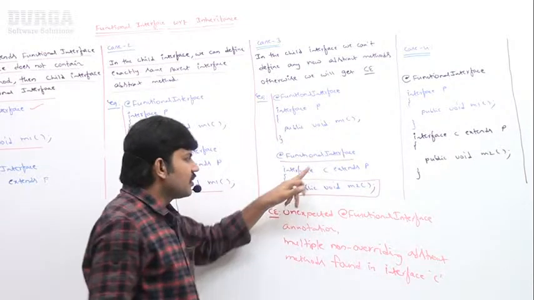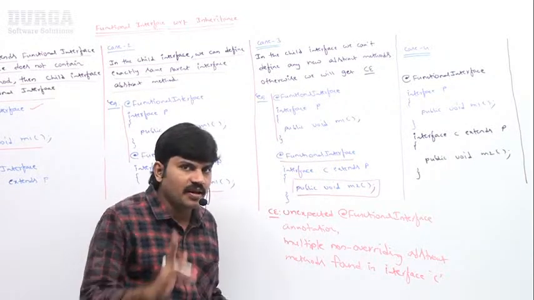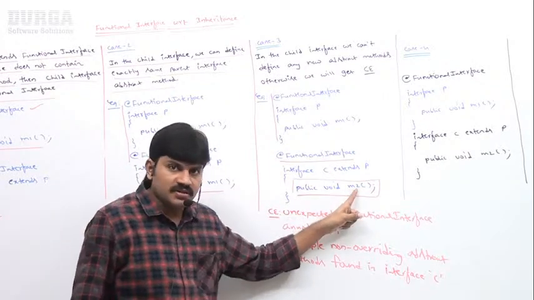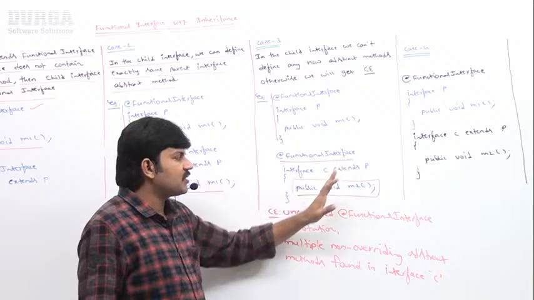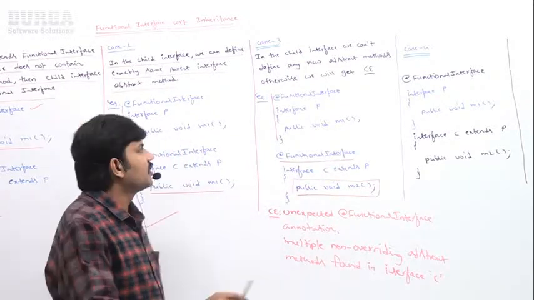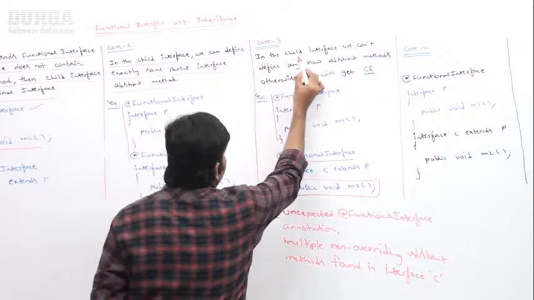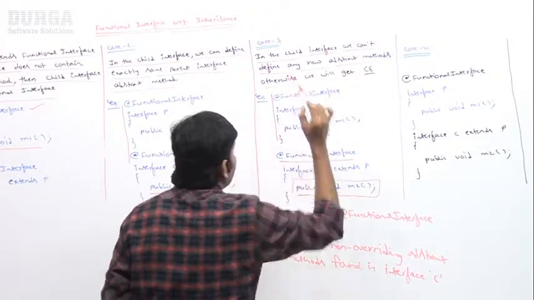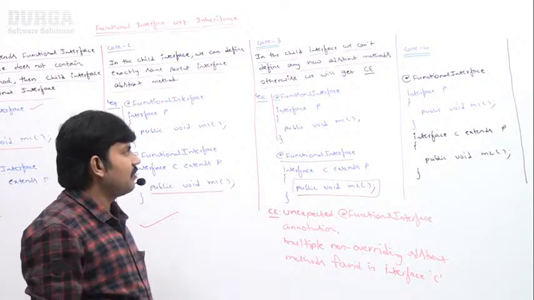In the child interface, how many abstract methods are there? Two. One is coming from the parent and one is in the child interface itself. That's why the total is two methods, so it is invalid and we will get a compile error. Can you please read it once? In the child interface, if we define any new abstract method, otherwise we will get a compile error.